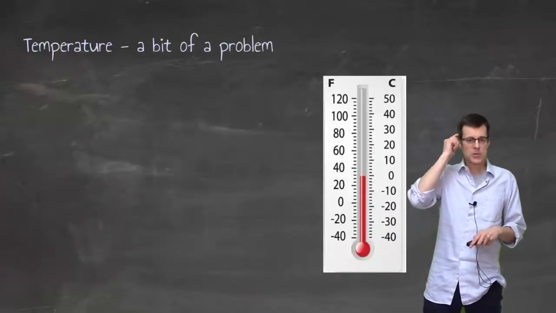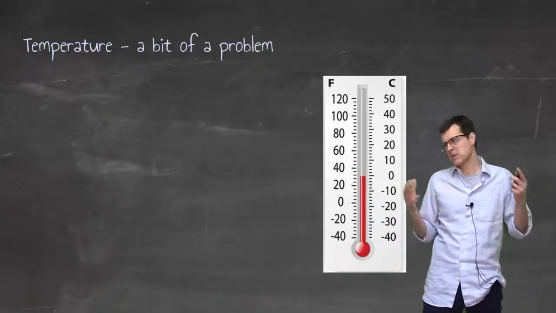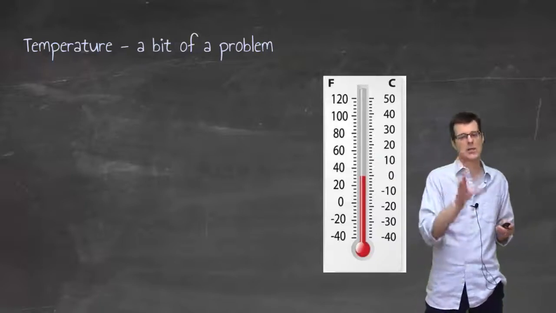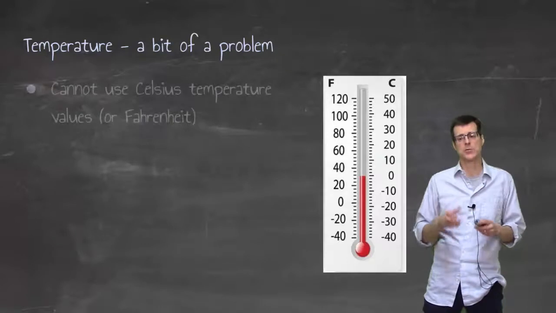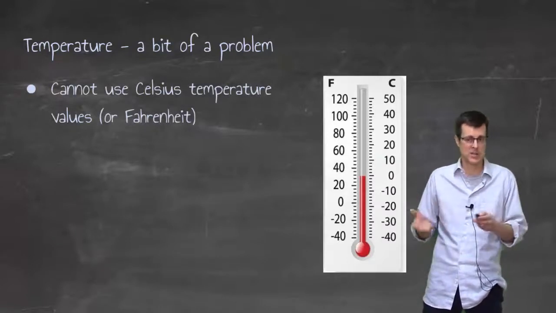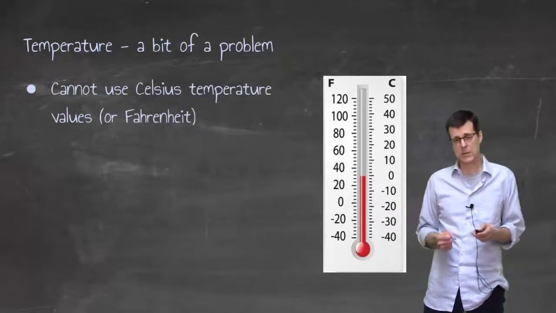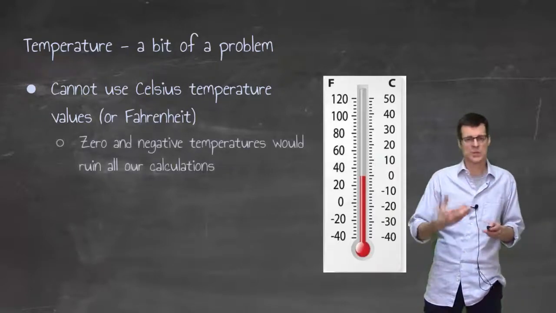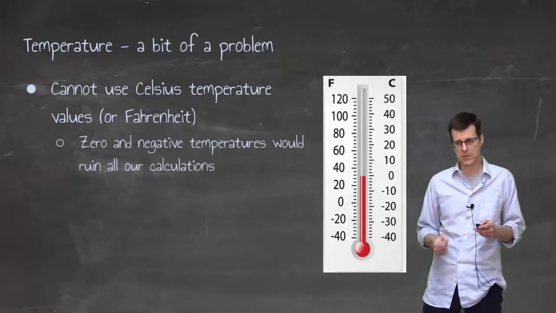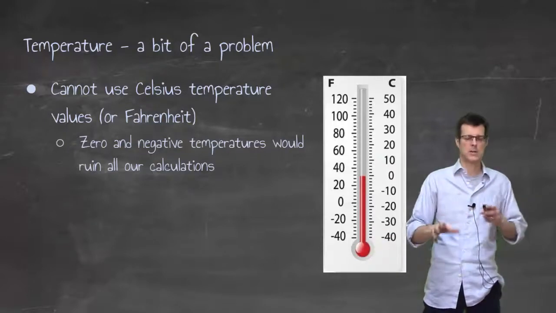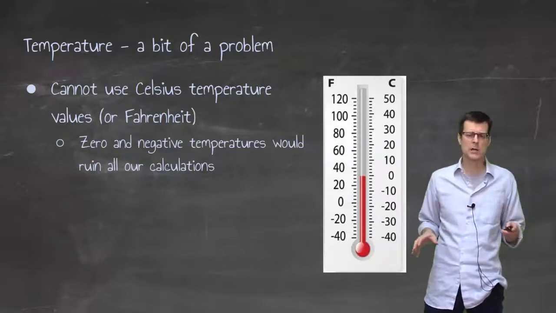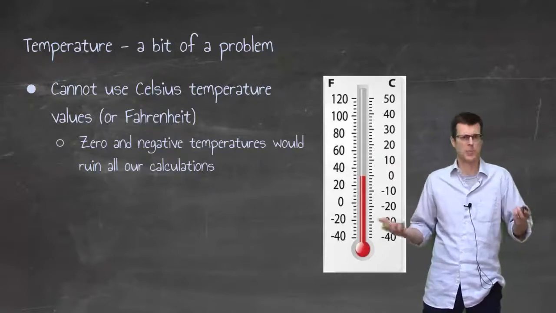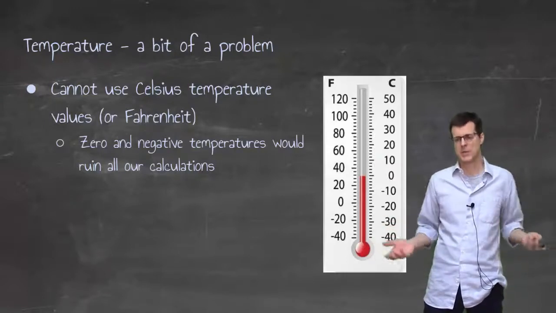We're going to talk about temperature, which is not nearly as interesting to me as the pressure is, but there is a bit of an issue with temperature, and that is we cannot use the Celsius or the Fahrenheit scale. Even though I will always tell you a temperature in Celsius, you can never use that temperature in Celsius. The reason for that is, when we're doing calculations, negative numbers and zero numbers that are possible on both scales will really mess up our stuff.